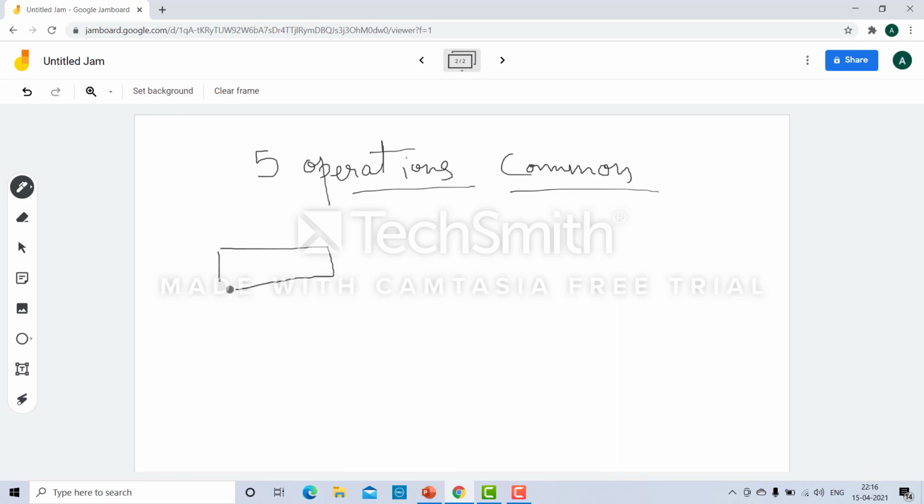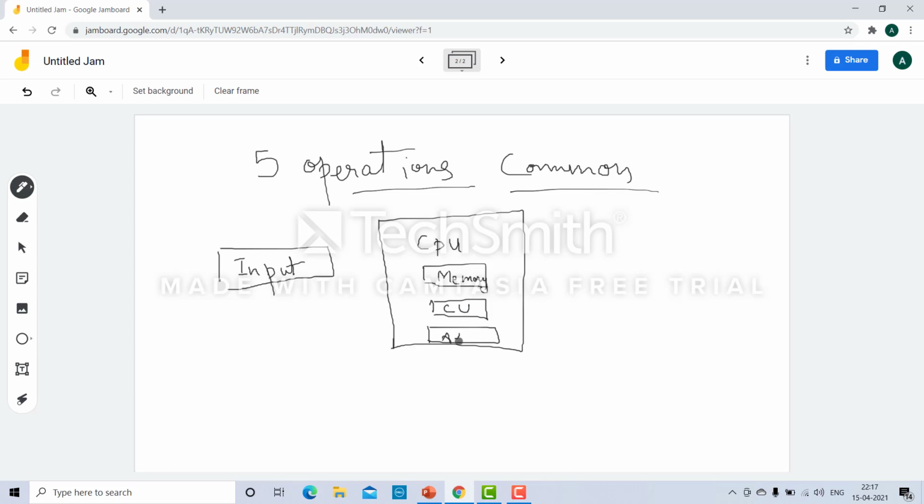Children, like this is our input. Then in between we have our CPU, and the CPU has the parts, that is memory, then we have the control unit, and finally we have the ALU. And on this side, we have the output. So this is the block diagram of the computer system.